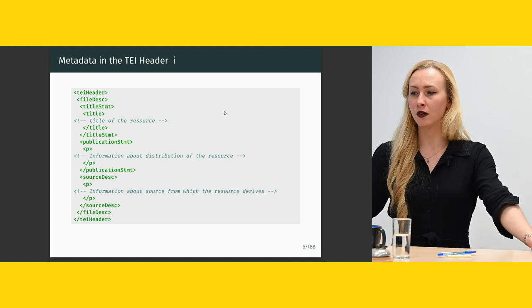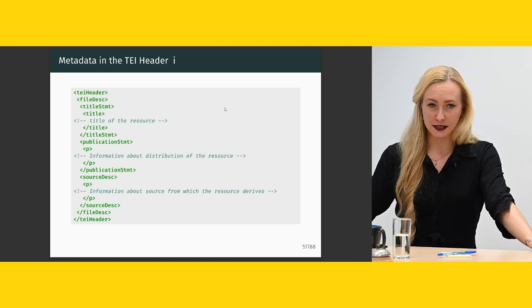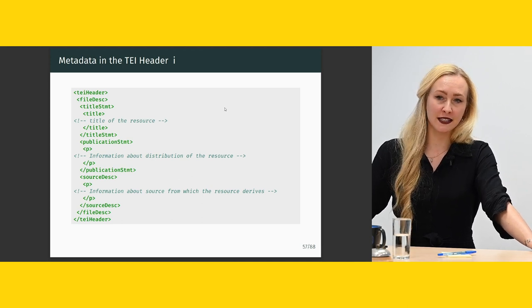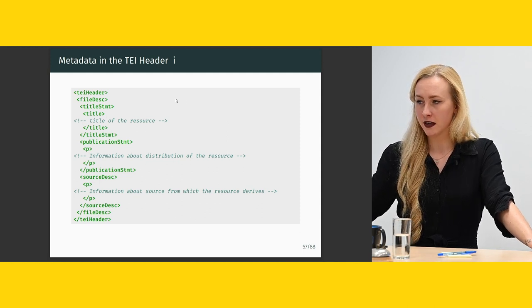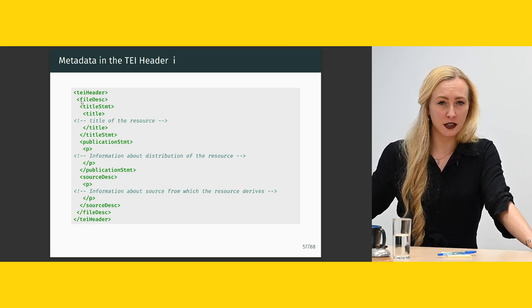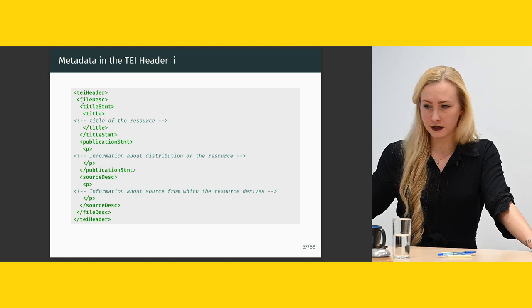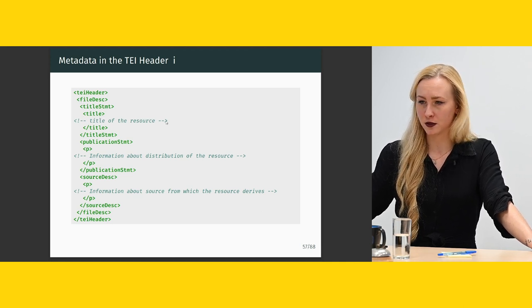But just so you have some practice in how to fill out a TEI header in a very basic way, this is what we're going to do next, and we're going to encode one title page as a little exercise. So this is a TEI header. As you can see, there's a file description. This is the obligatory element, as I've mentioned, and a title. So that would be the title of the resource.